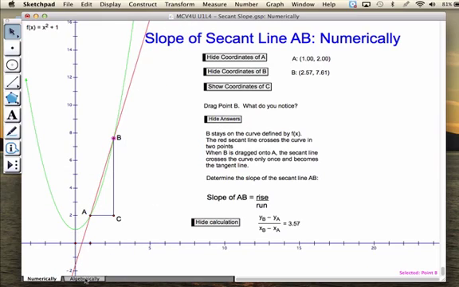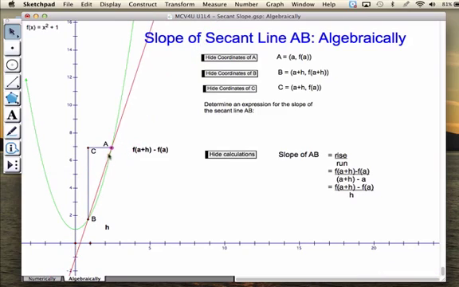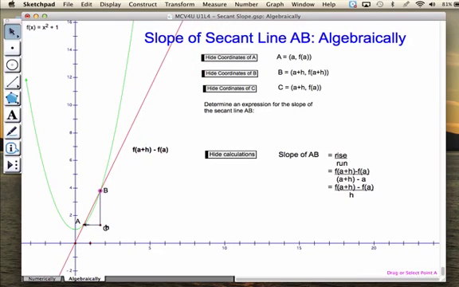Now I'm going to repeat that process, but algebraically. So I'm not going to talk about anything in general. So again, whoops, I did not want to move A. I wanted to move B. Sorry about that. We'll get A back at 1, 2.